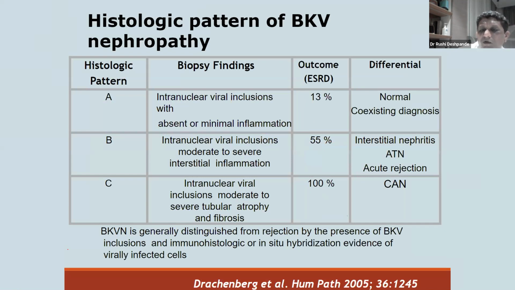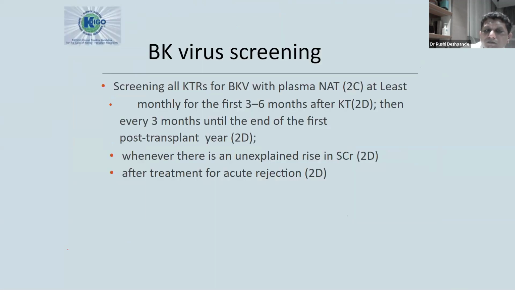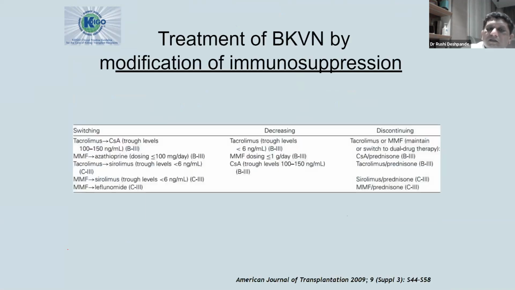Histopathologic patterns, we already told you that interstitial nephritis and interstitial cystitis are the important ones. Particularly BK virus and rejection should not be confused because the treatments of the two are diametrically opposite. In rejection, you want to give more immunosuppression. In BK virus, you want to reduce the immunosuppression. Both can manifest with rising creatinine, so it is very important to diagnose BK nephritis in such situations. Screening is recommended for the first 3 to 6 months, and then every 3 months till the end of 2 years. Whenever there is an unexplained rise in creatinine, we should look for BK virus in the urine and the blood.